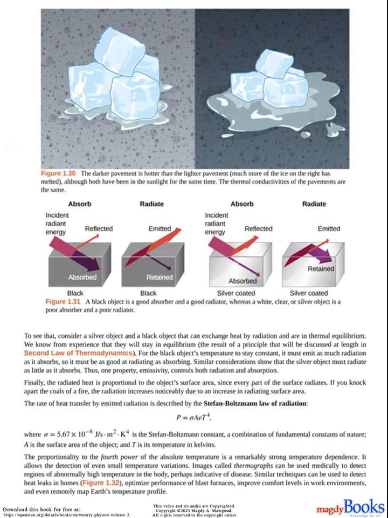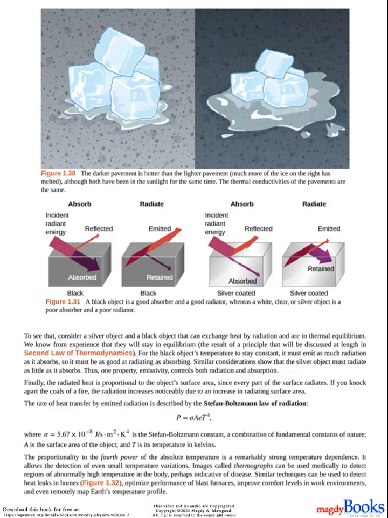Figure 1.30. The darker pavement is hotter than the lighter pavement. Much more of the ice on the right has melted, although both have been in the sunlight for the same time. The thermal conductivities of the pavements are the same.